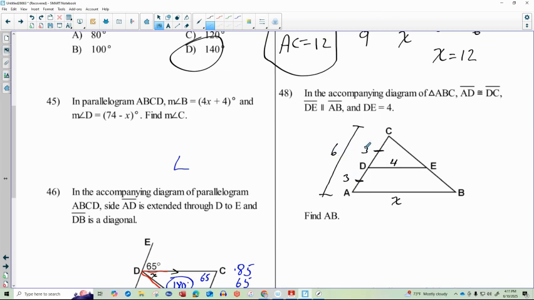6 is double 3. Well, that means that this side and this corresponding side will have that same relationship, so this side will be double that. And that always happens when you have this side equal to this side, because this becomes what we call a median, which means it'll be exactly 1/2 of the larger side. So here, AB will be equal to double 4, which equals 8.